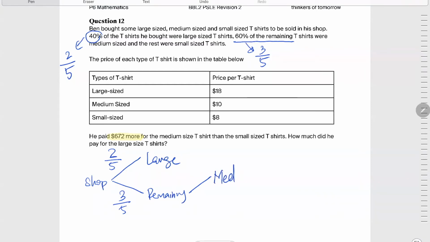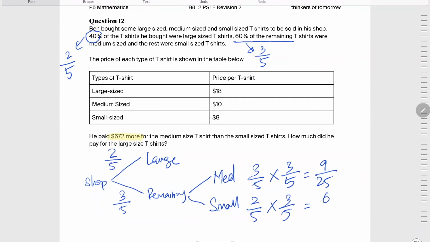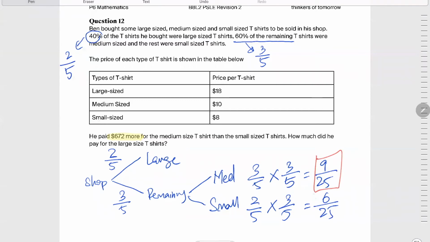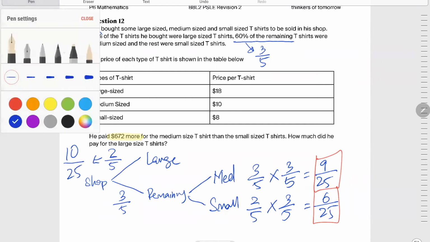60% of the remaining, 3/5 of the remaining, 3/5 multiplied by the remaining, which is 9/25. Now, small, right? If it's 60% remaining, small would be 2/5, 40% of the remaining, which is 2/5 multiplied by 3/5, and this is 6/25. So like the previous question, now I have 9/25 here, I have 6/25 here. What do I do to large? Of course, I convert it to a common denominator, so this becomes 10/25 for large.